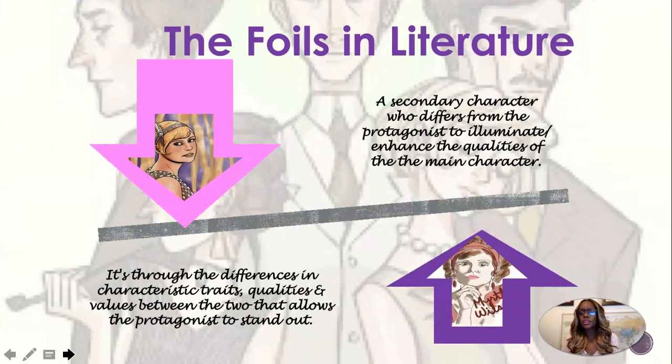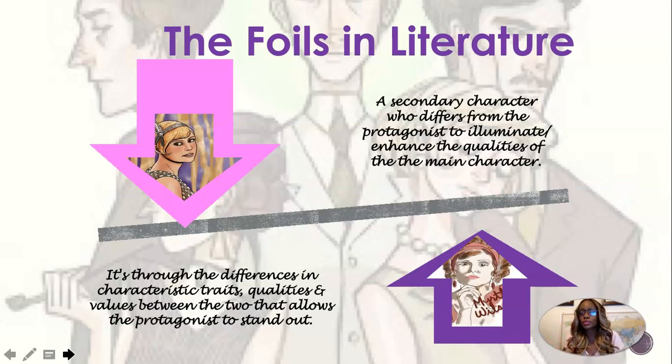There's also what's called foils in literature, and for this example, the point of reference would be The Great Gatsby. We see Daisy and Myrtle, the two women in Tom Buchanan's life, and they serve as foils. Foils are a secondary character who differs from the protagonist to illuminate or enhance the qualities of the main character. It's through the difference in character traits, qualities, and values between the two that allows the protagonist to stand out.